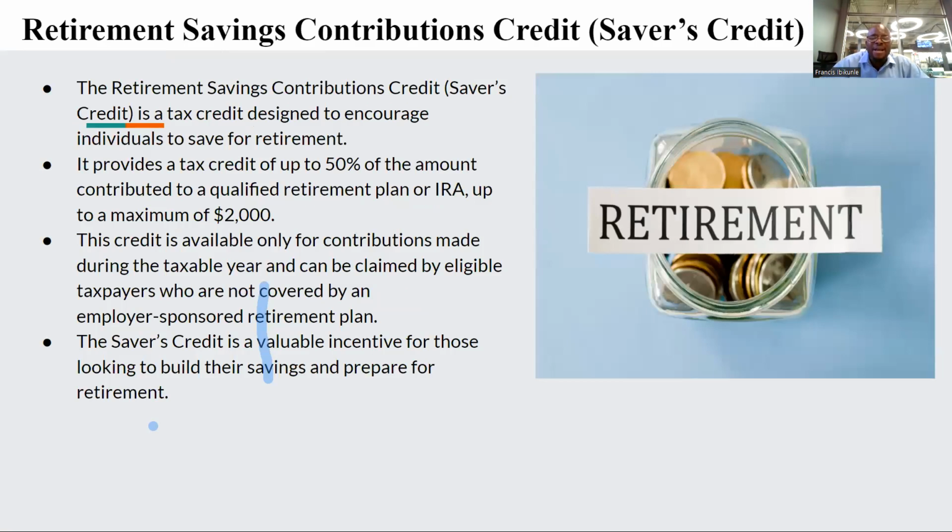Retirement savings contributions credit. Retirement savings contributions is a tax credit designed to encourage individuals to save for retirement. It provides a tax credit for up to 50% of the amount contributed.